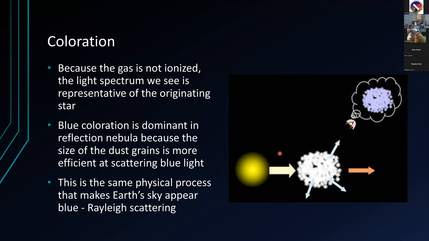Another important thing is that because the gas of this light is not ionized, it can be used to help figure out the chemical composition of the star or star cluster that is illuminating the nebula, which is actually something really cool, how astronomers can work back from that to find certain things about objects indirectly.